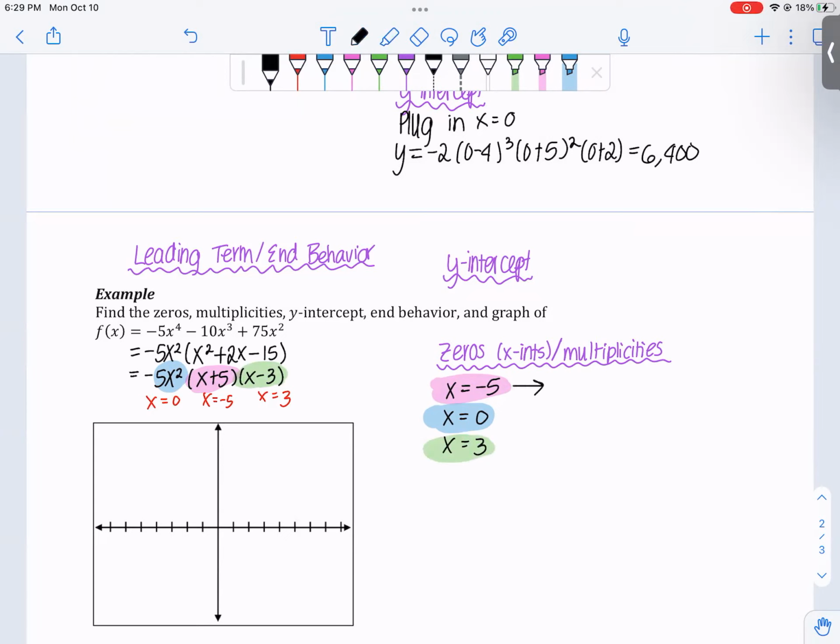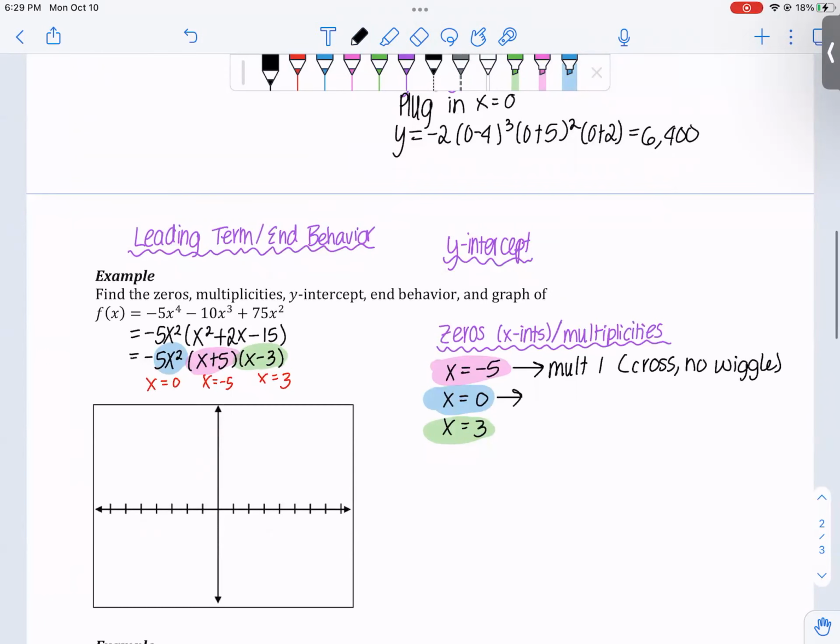The multiplicity on the negative 5 is 1. So it crosses with no wiggle. For 0, the multiplicity is 2, so it'll bounce. For 3, the multiplicity is 1, so it'll cross with no wiggle. One, 2, 3, 4, 5, 0, 3.